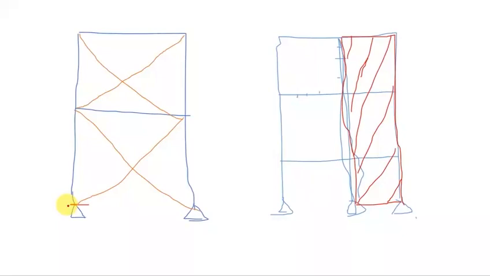Perhaps I'll do another video to explain in detail pin connections and moment connections. But with pin connections, you don't require a lot of resources in terms of labor, in terms of time, and also in terms of materials, right? But a moment connection is a connection which resists moments.